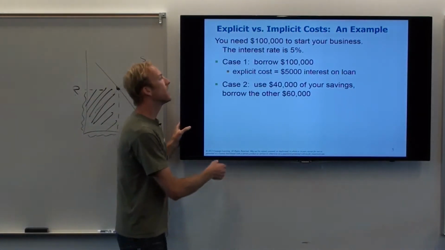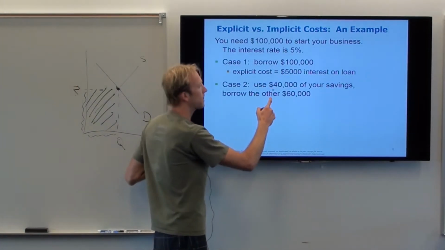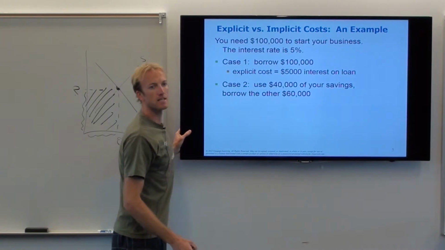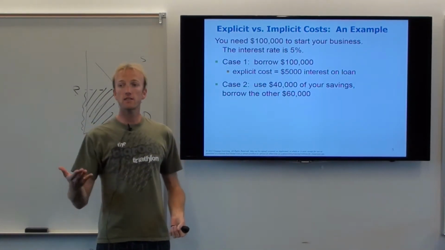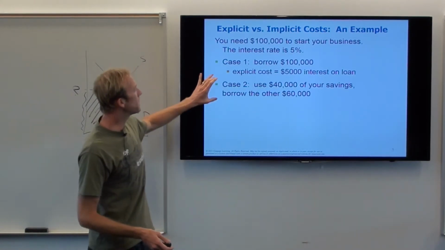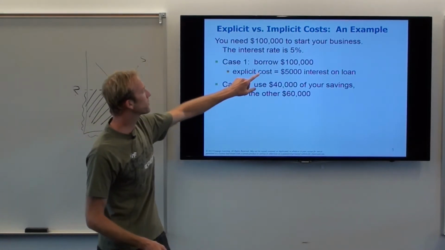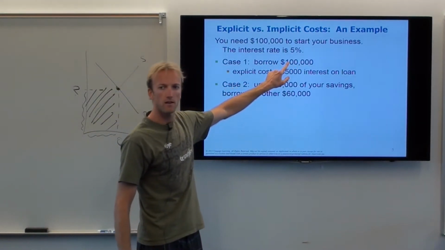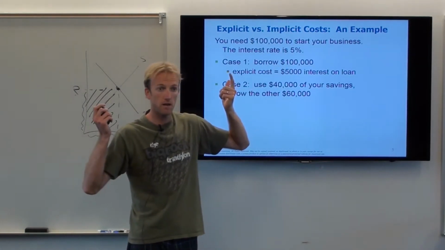But let's say that you have $40,000 in savings, okay, and you only have to borrow $60,000. Well, should you do that? Is the cost going to be less? So the idea here is many people are going to look at this and be like, oh, you should definitely do this because look, you're going to have to pay interest on $100,000 here, but if you do this, you're only going to have to pay interest on $60,000. The costs will be less, right?